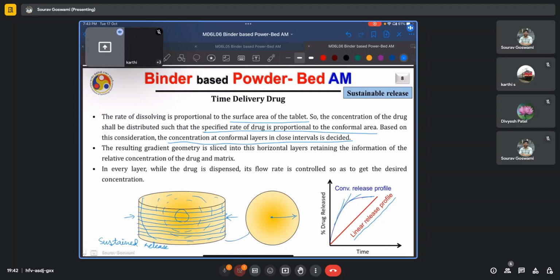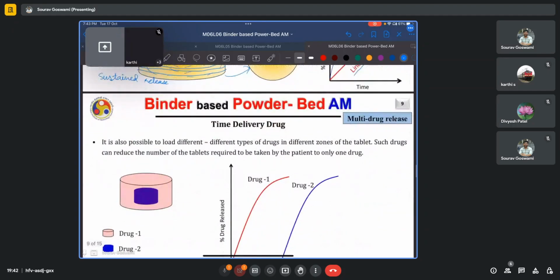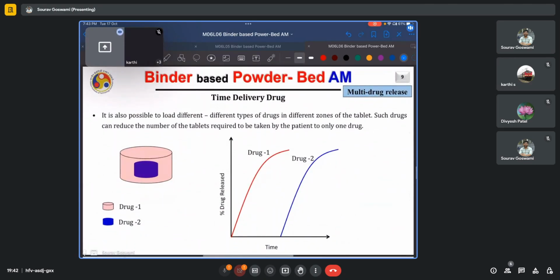And each of these layers will have the drug distribution somewhat like this. So radially outwards, the concentration would decrease. And in every layer, while the drug is dispensed, its flow rate is controlled so as to get the desired concentration. Again, that was about sustained release.